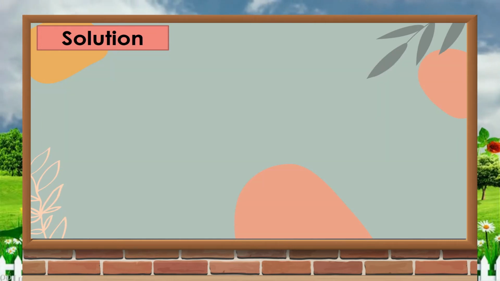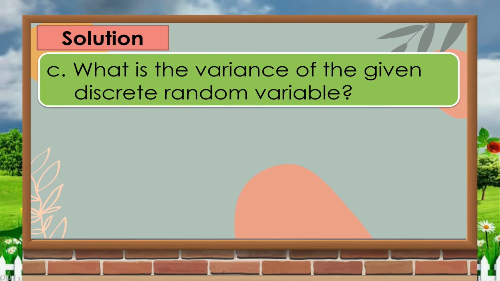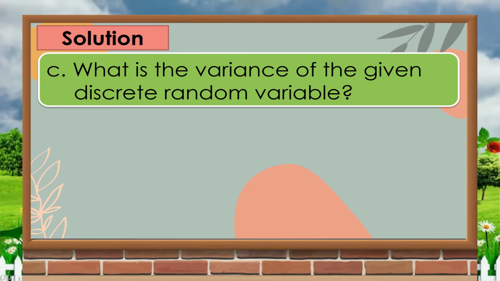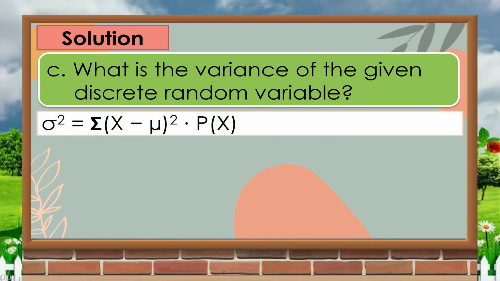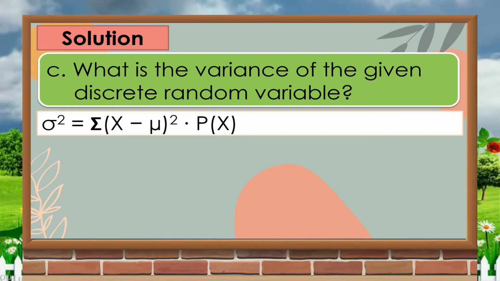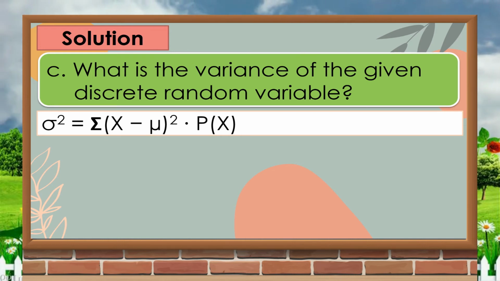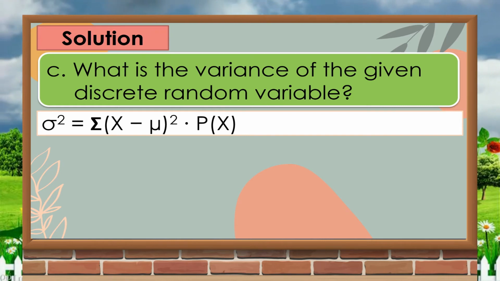Now let us answer the question, what is the variance of the given discrete random variable? To solve for the variance of the discrete random variable, use the formula sigma squared is equal to the summation of the quantity x minus mu squared times p of x, which means you must multiply the square of the difference of each of the random variable with the calculated mean with its corresponding probability, then add it all.